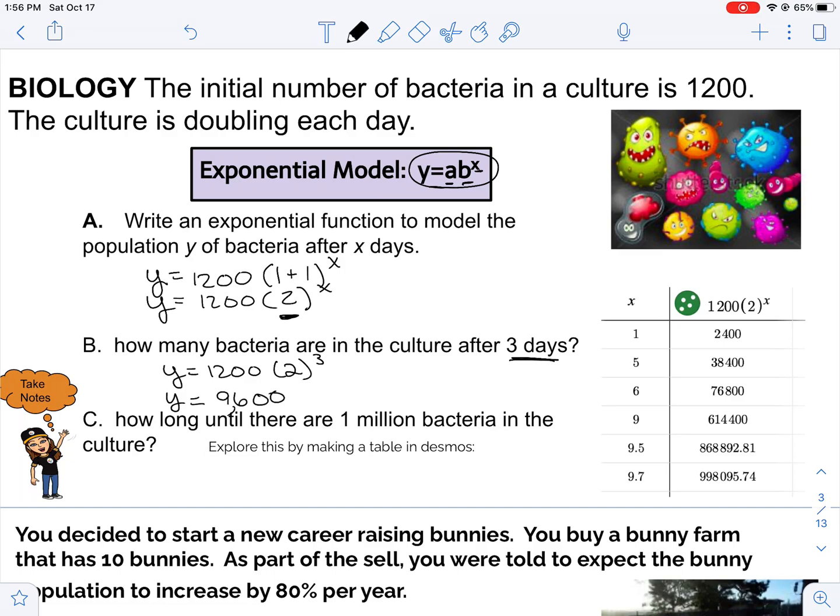So how long until there are 1,000,000 bacteria? Well, one way to do this is to use that table feature in Desmos. If you go over to Desmos, you can type in the table, and we can kind of see in here, we're getting very close to 1,000,000, 9.5, 9.7. So I would say probably around 9.7 gets us pretty close to that 1,000,000 bacteria. We're going to learn some other ways to do this in future units, but for right now, what we can do is we can look at that table and do some estimating from our table.